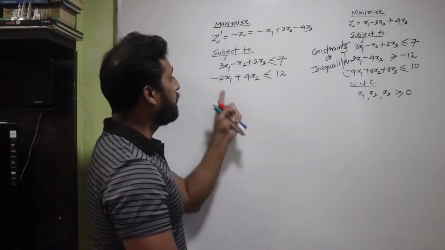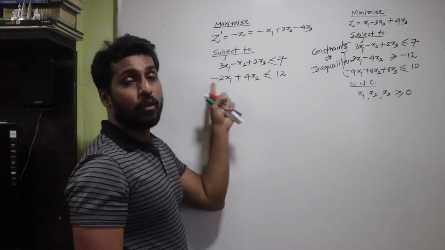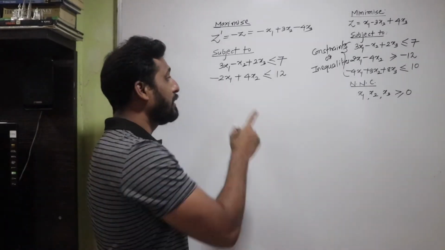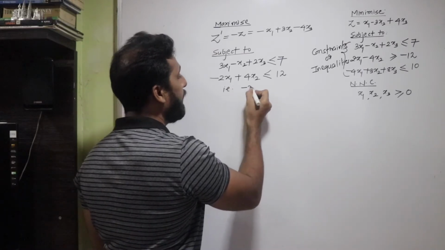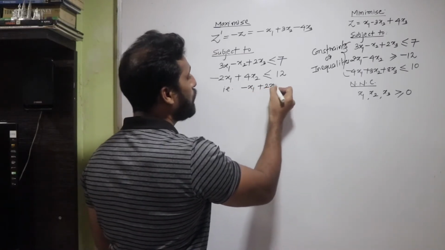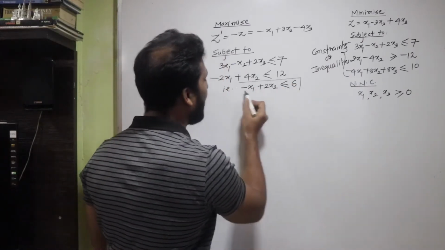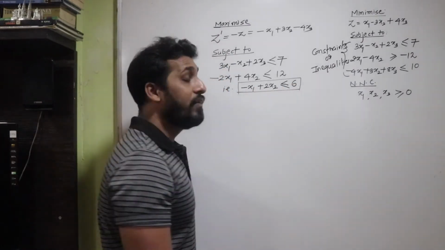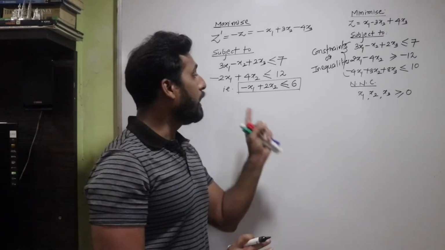Now you can observe that this particular inequation can be divided by 2, isn't it? The 2 is a common multiple on both sides. The same inequation can be written as minus x1 plus 2x2 less than or equal to 6. So that's my second inequation. I have divided the second inequation by 2. So this can happen if there is a common multiple.